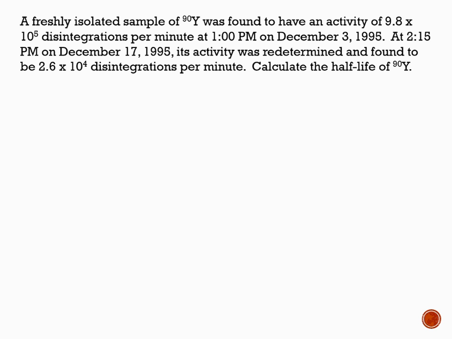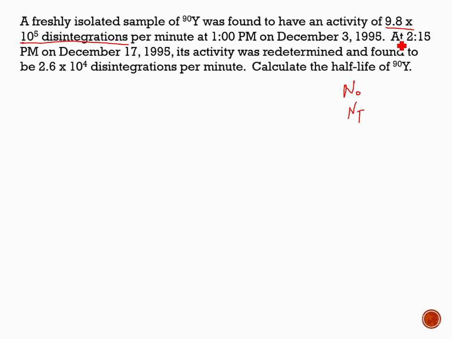Another question is phrased a little differently. We have yttrium-90 found to have an activity of 9.8 times 10 to the 5th disintegrations per minute. So this is how many particles disintegrate in a minute. So it's actually kind of a rate of disintegration. But we can use it the same way for number of particles decaying in a minute originally and number of particles decaying in a minute at time t.